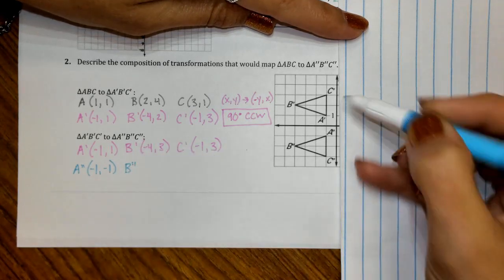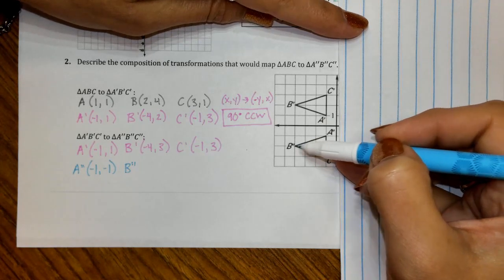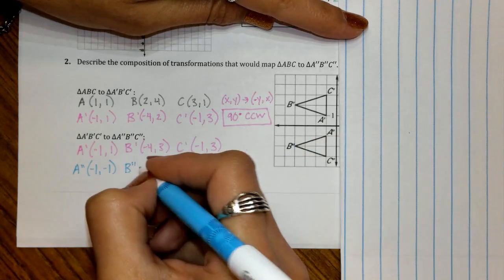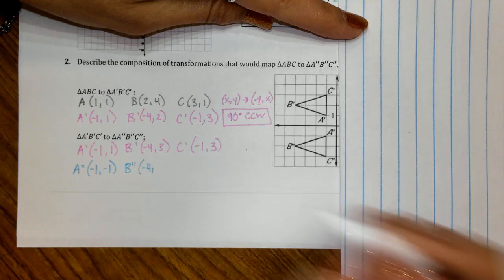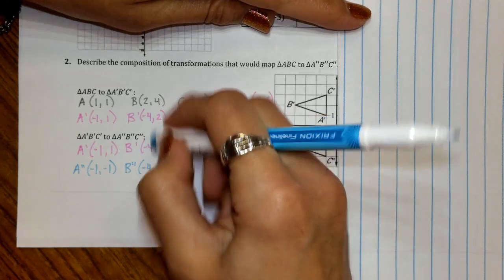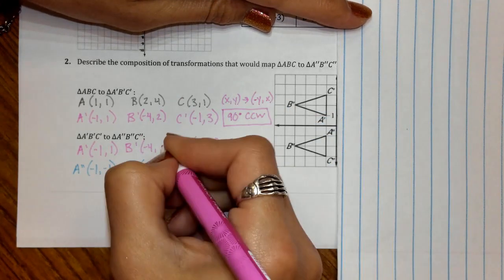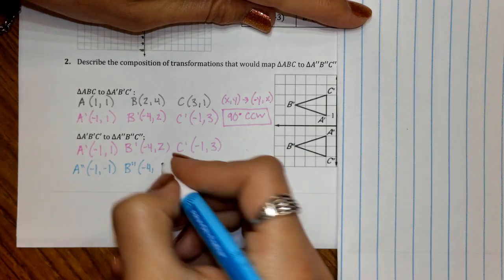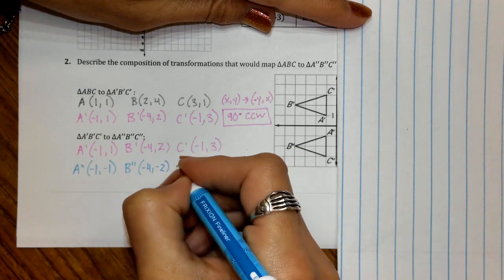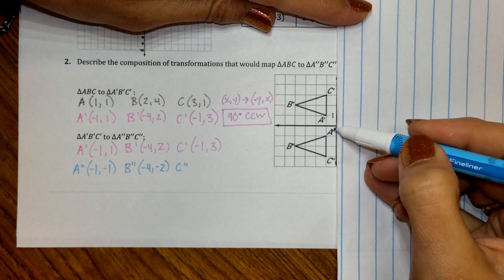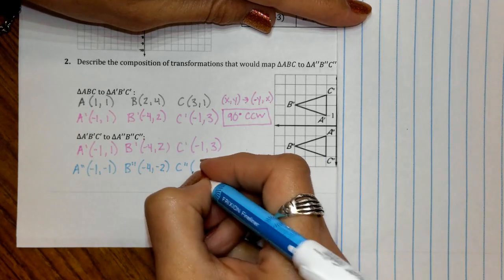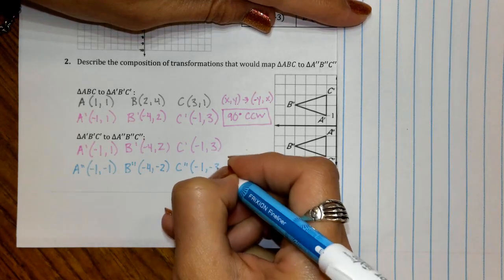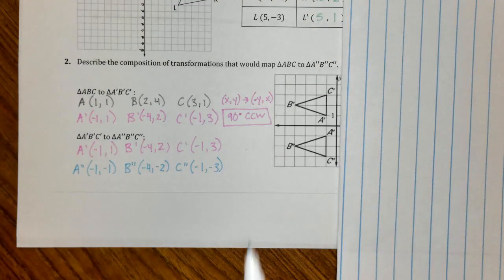B double prime is going to be at -4, -2. I wrote this one down wrong up here. And your C double prime is going to be at -1, -3. You take a look at what's happened here.